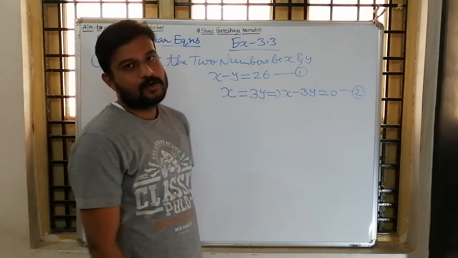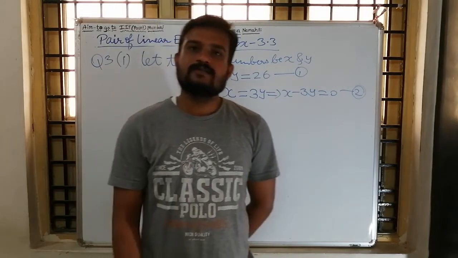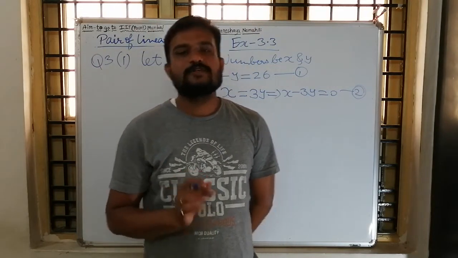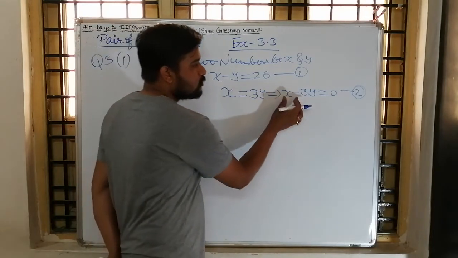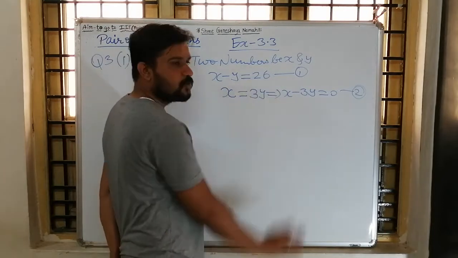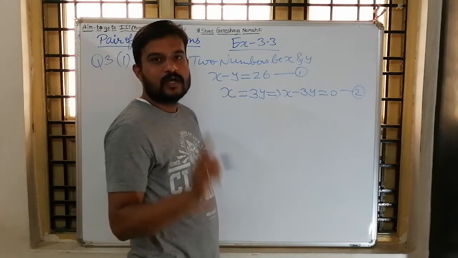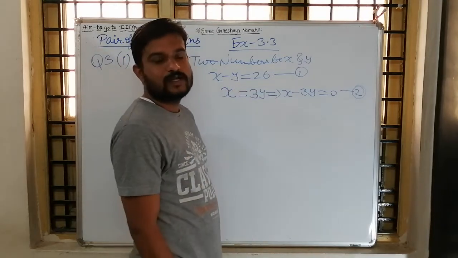Abhi aap logon ko substitution method use karna hai. This exercise 3.3 is completely based on substitution method. So substitution method use karne ke liye humko dono mein se ek variable ka value find karna padta hai. Aap dono mein se koi bhi ek equation use kar sakte ho, ek variable ka value find karna hai aur dusre equation mein wo value ko rakhna hai.